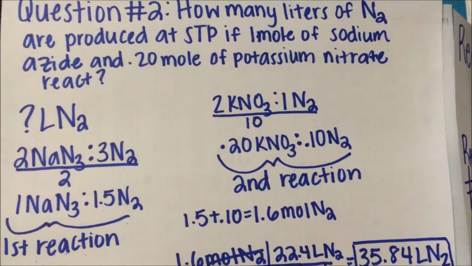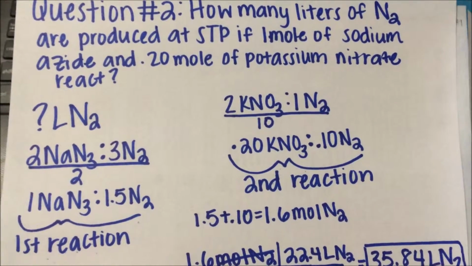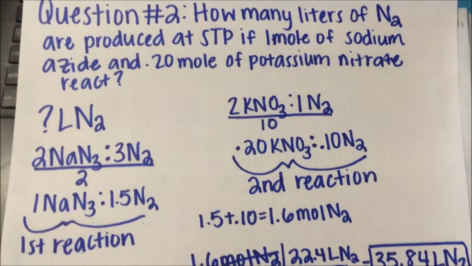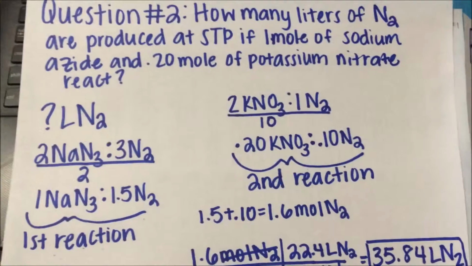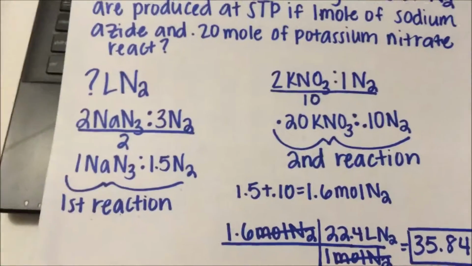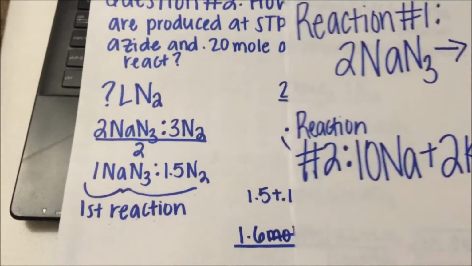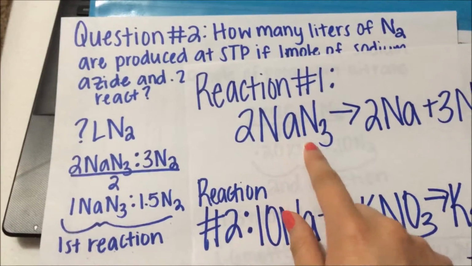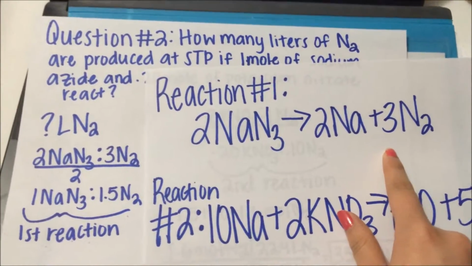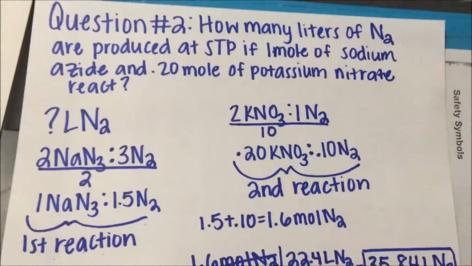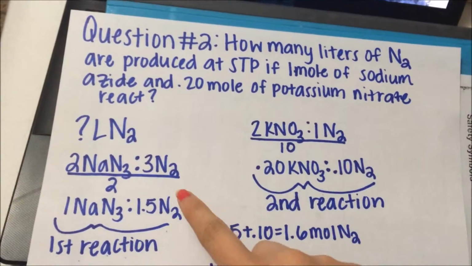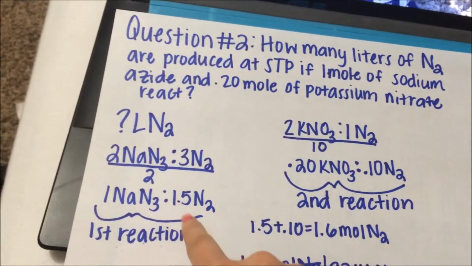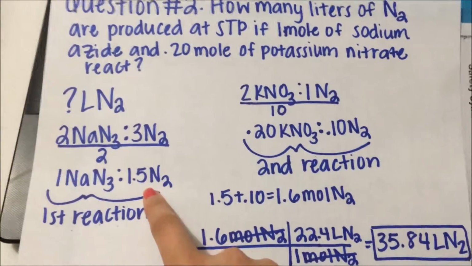Question number 2 is, how many liters of nitrogen gas are produced at STP if 1 mole of sodium azide and 0.20 mole of potassium nitrate react? In the first reaction, there's 2 moles of sodium azide and there's 3 moles of nitrogen gas. But we need 1 mole of sodium azide. So we divide everything by 2 and we get 1 mole of sodium azide to 1.5 moles of nitrogen gas.